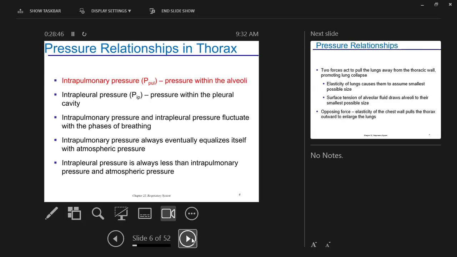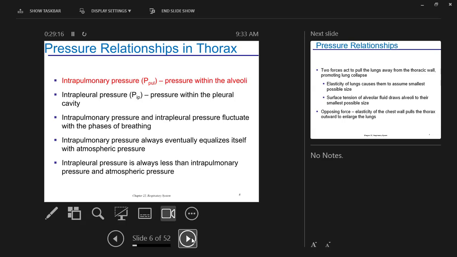Now there are a series of pressures we deal with in the lung and in the thoracic cavity. We have what's known as the intrapulmonary pressure. That is the pressure within the alveoli. That's what's keeping the alveoli open so they don't collapse. So you have a pressure of the air in the alveoli. You have the intrapleural pressure. That's the pressure in the pleural cavity.